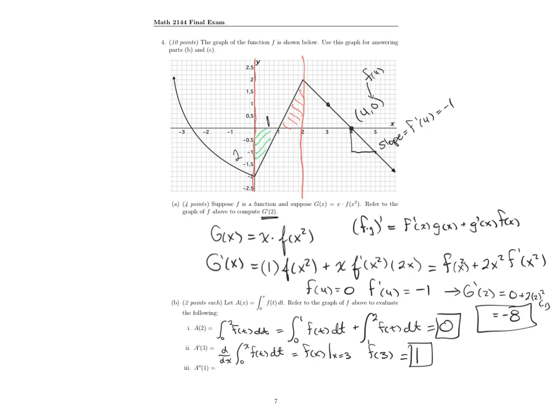Finally, we're looking at A double prime of 1. The same way that we just saw A prime of 3 was just the function, I know that A double prime of 1 is the same thing as the derivative of my function at 1. Remember, A prime went to just the function, so if we take one more derivative, we just show up with one more derivative right here. Coming up to our graph at 1, the slope of this section of our line is going to be approximately 2.